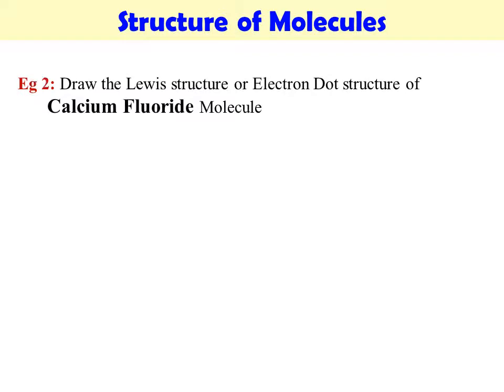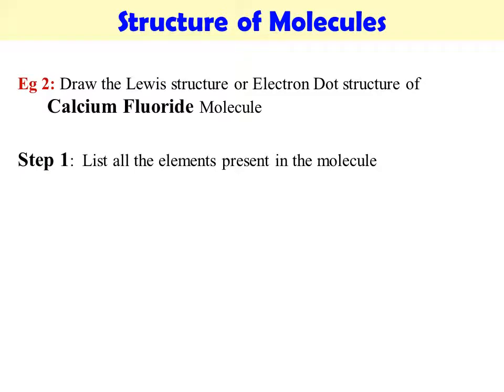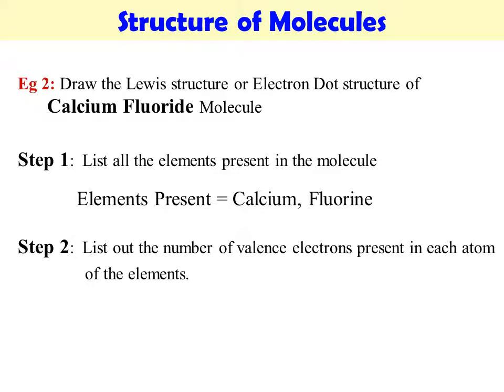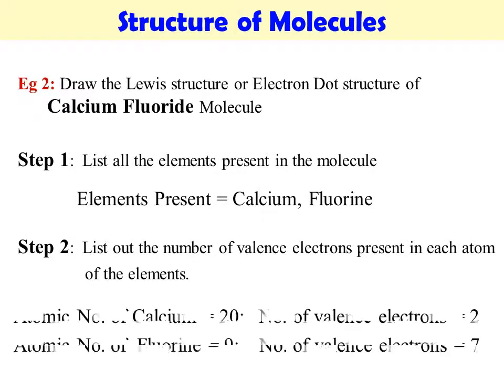The next we are having example 2, similarly, calcium fluoride. So I hope it's clear to you how to draw a Lewis structure. We will follow the steps similarly. We will list out all the elements present in the molecule, it's calcium and fluorine. We will list out the number of valence electrons present in each atom of an element. The atomic number of calcium is 20, valence electrons 2. Atomic number of fluorine is 9, the valence electrons 7.